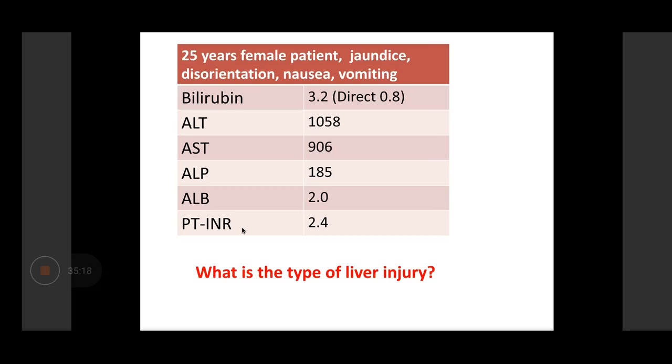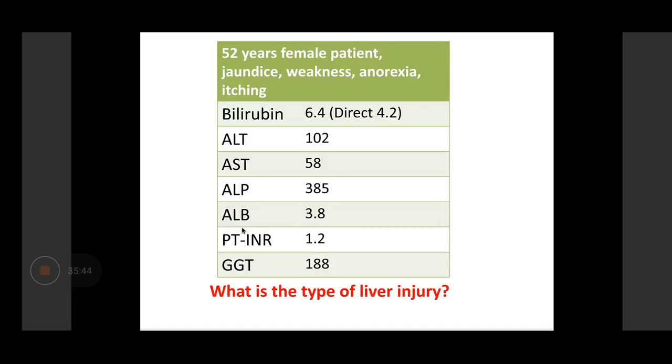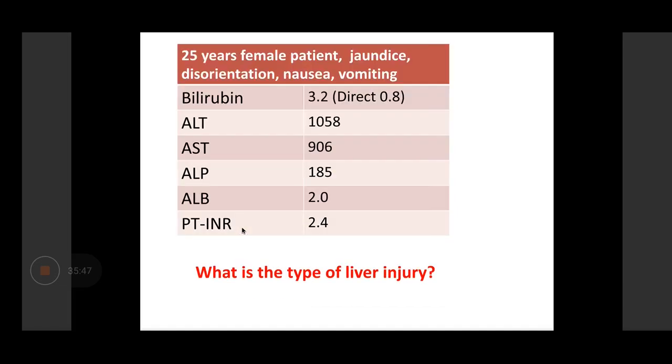Now this is a case of bilirubin raised, 3.2, ALT is very high, AST is also markedly deranged, these are more than 10 times normal, alkaline phosphatase is mildly deranged, albumin is even lower, 2, and PTINR markedly deranged, 2.4. So what do you think the type of liver injury is? Anybody wants to answer this? This type of liver injury: bilirubin is high, AST, ALT markedly raised, alkaline phosphatase mildly raised. I'm not giving the serology here, just this. Albumin is 2, PTINR is 2.5. Anybody wants to try and answer what this is?